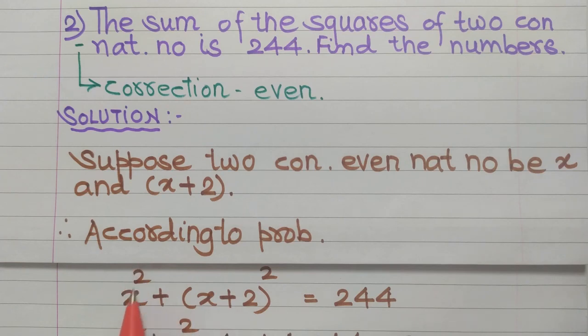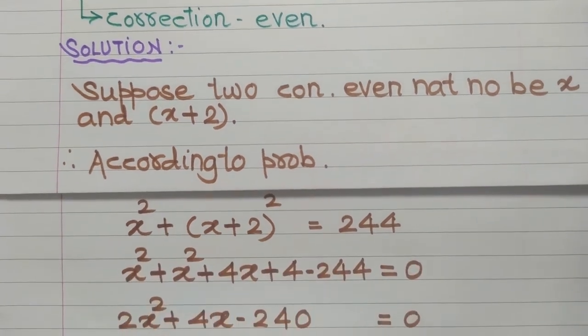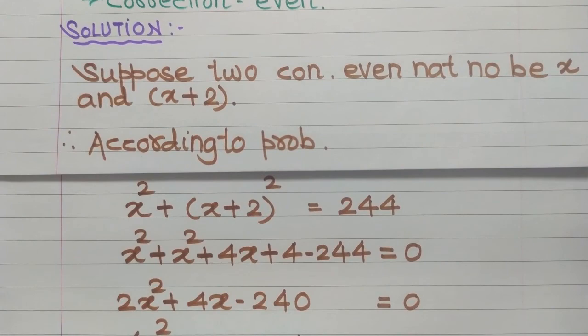x square, here I have taken x square plus what is the square of the next number? It will be x plus 2 whole square is equal to, by the problem, 244. Now we move forward. Let us open the bracket. So after opening the bracket, what do we have?